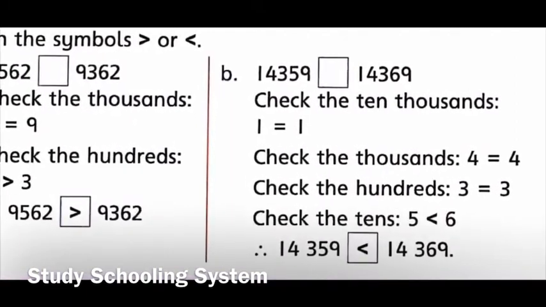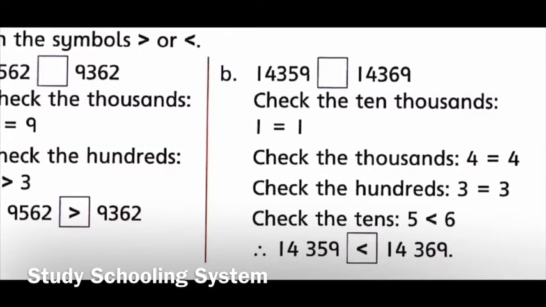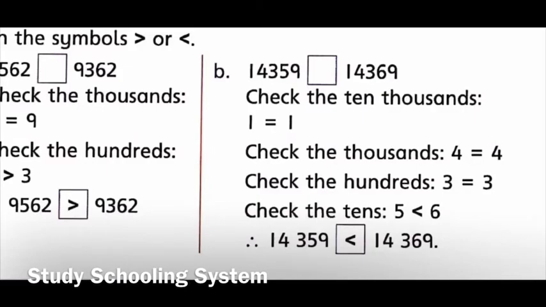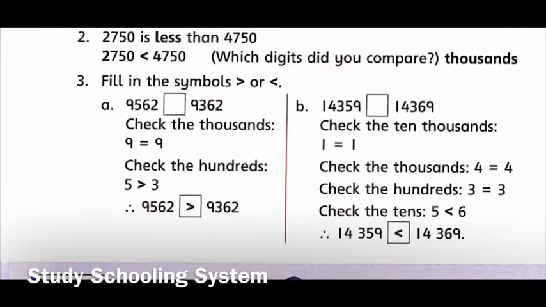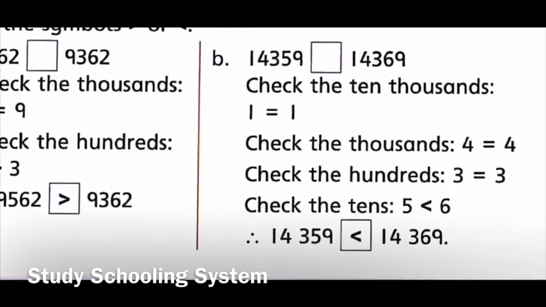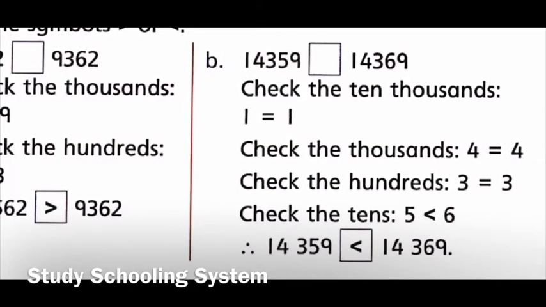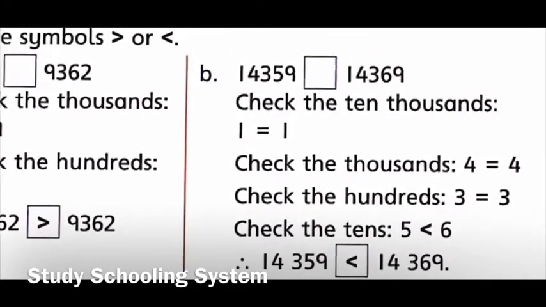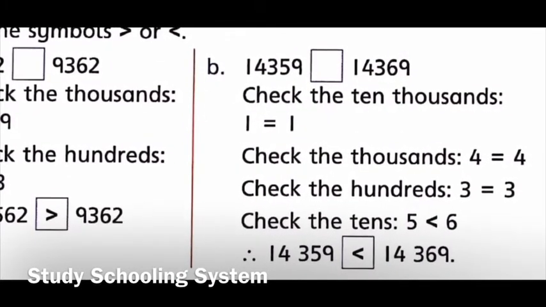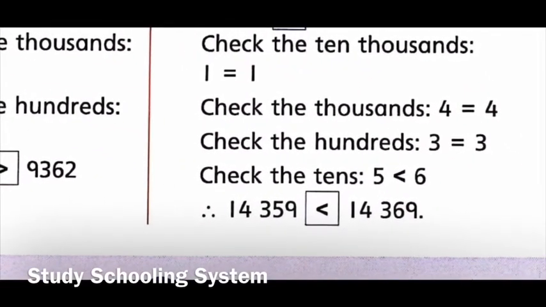Now let's look at part B. We have a 5-digit number now. 14,359 dash 14,369. So you know we always check the 10,000s position, the greatest position first. 1 is equal to 1. Then thousands position, 4 is equal to 4 again. Good job. Check the hundreds position. Yes, 3 is equal to 3 again. But then in the tens position, when we're checking it, you can see the numbers are different. 5 and 6. Which one is greater? Yes, 6. So we are using 5 is lesser than 6.